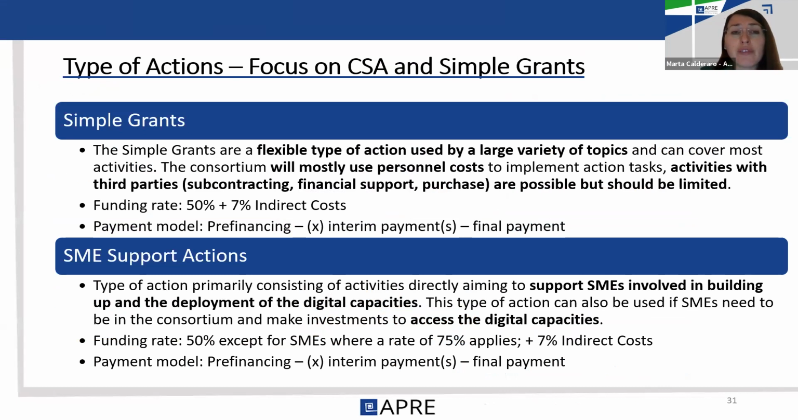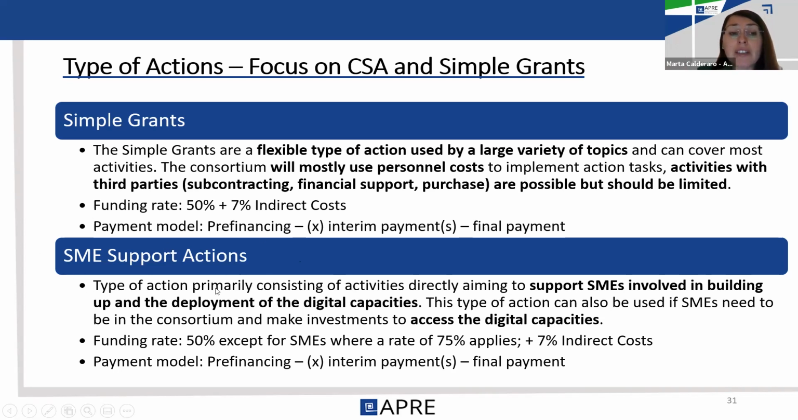Actually, there are different types of actions that we have mentioned previously for Horizon Europe. The main ones are going to be the simple grants and the SME support actions. In particular, within the Digital Europe program, with the simple grants the European Commission is talking about a flexible type of action that is used for a variety of topics. What I would like to cite to you is the funding rate. As you can see here, there is a 50% funding rate for those actions, plus 7% for the calculation of the indirect cost. If you remember, for Horizon Europe, we were talking about 25%.